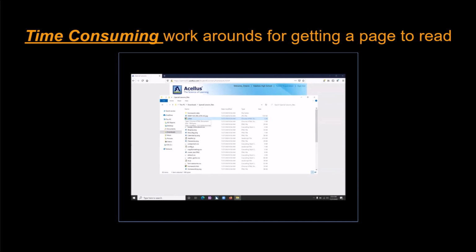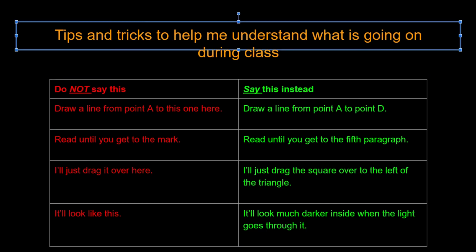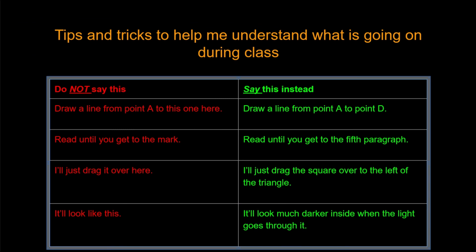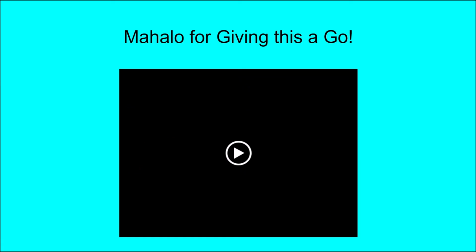So yeah. View horizontal. Do not say tips and tricks to help me understand what is going on during class. Do not say this, instead draw a line from point A to this one here. Draw a line from point A to point B. Read until you get to the mark. Read until you get to the middle paragraph. I'll just drag it over here. I'll just drag the square over to the left of the triangle. It'll look like this. It'll look much darker inside when the light goes through it. Page down. Document content edit read only. Use document content edit read only. Preview horizontal.